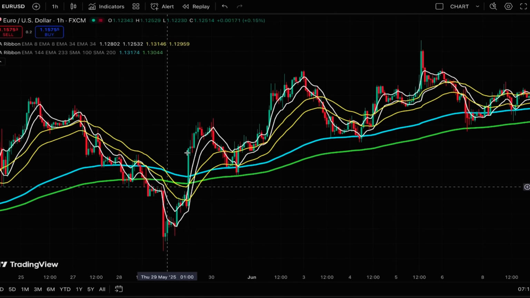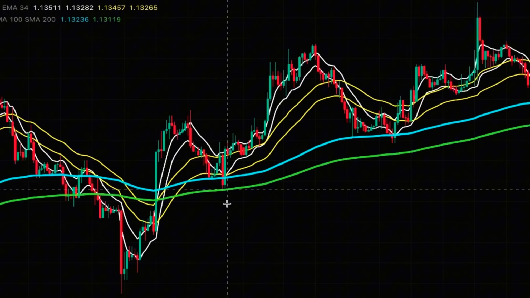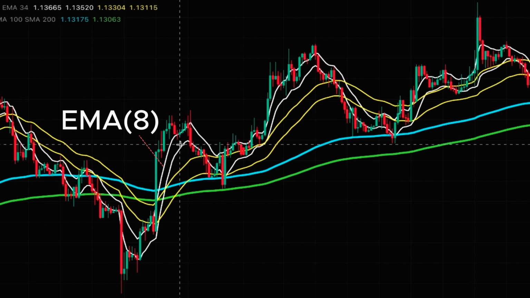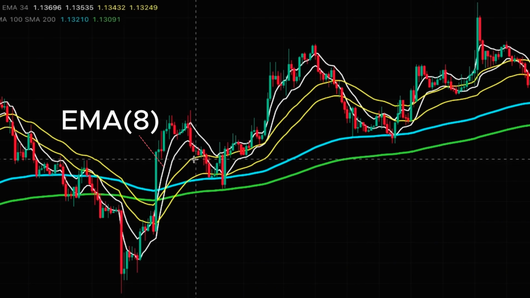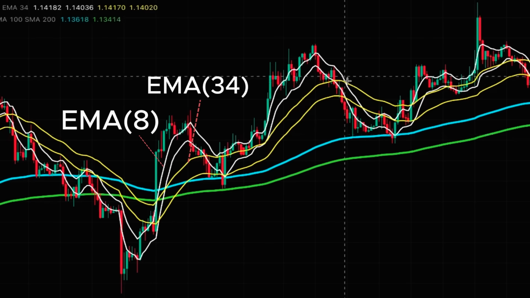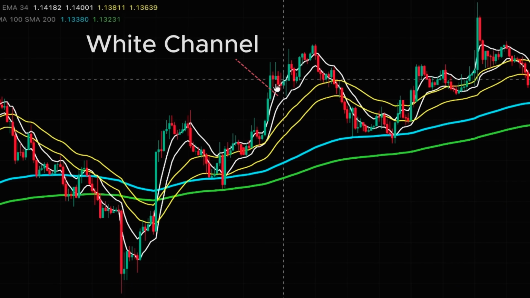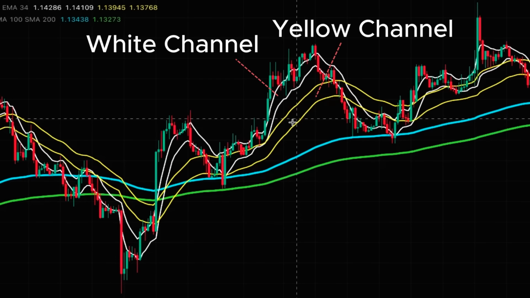Alright, getting back to our moving averages, and now let me show how you can trade based on this. These 2 white lines here are EMAs with length of 8, one calculated based on high and the other based on low. And similarly, these 2 yellow lines here are EMAs with length of 34. As you can see, they created a channel, a white channel and a yellow channel. From now we call this white channel and we call this yellow channel.